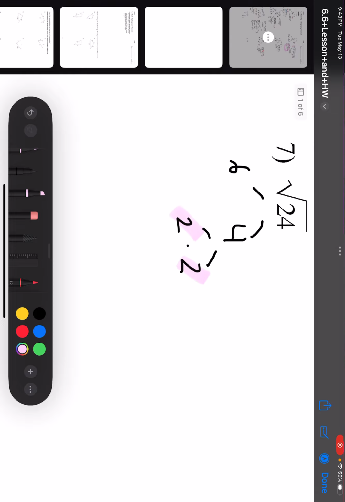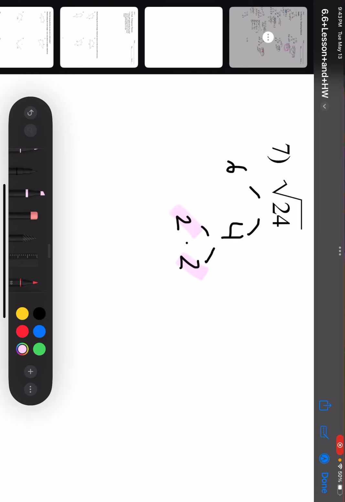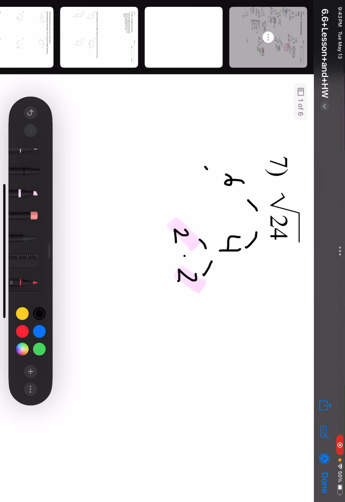So bazinga. And then we got our 6. We can do 3 times 2. And those are also factor numbers because you can't multiply to get to them.